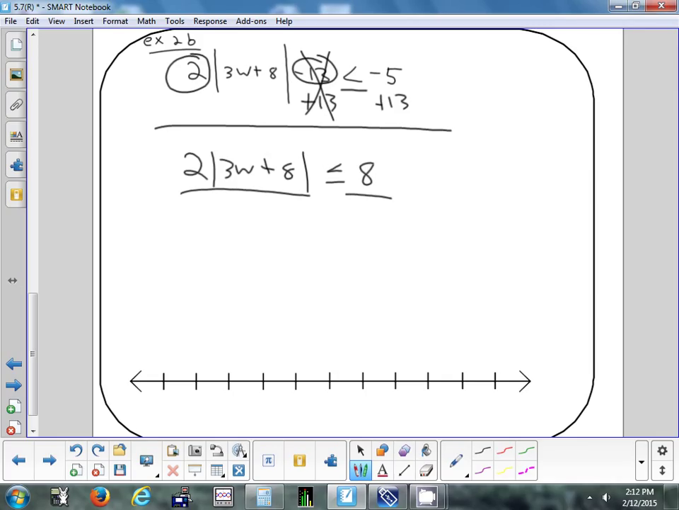Okay, yeah, we're going over it right now. Then, oh yeah, then I divide by 2. Divide by 2. So somebody just told me, what's my next step? Can I divide by 2?